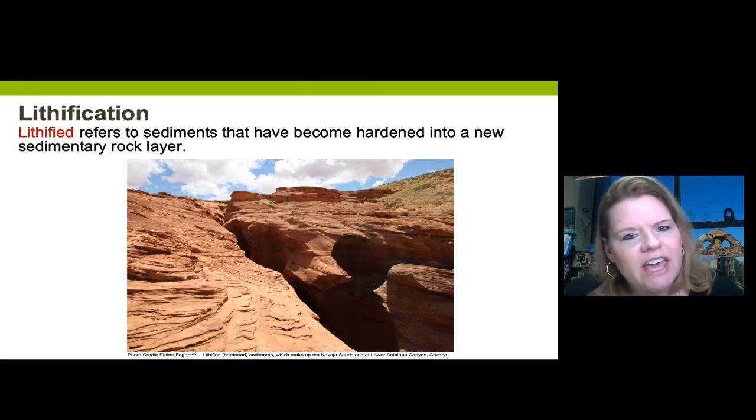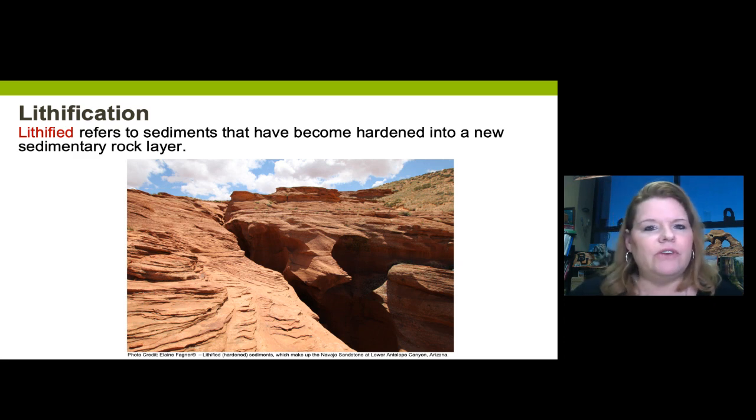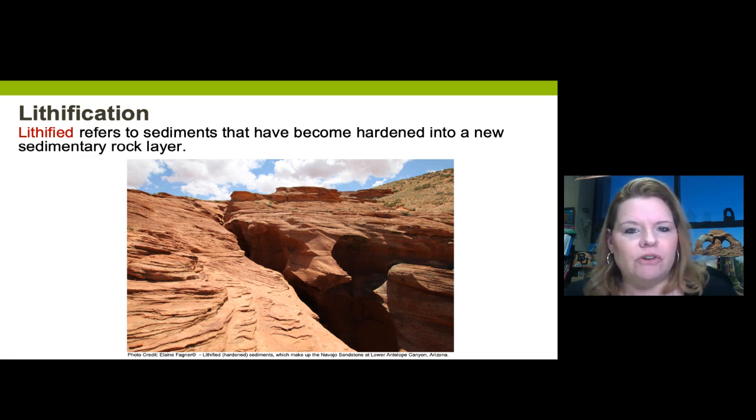What does lithification mean? The term lithification or lithify means that you have a rock that has become hard. So the process of hardening a rock is lithification. So this is the Navajo sandstone again, but this one's near Page, Arizona, and it is on Navajo tribal lands.